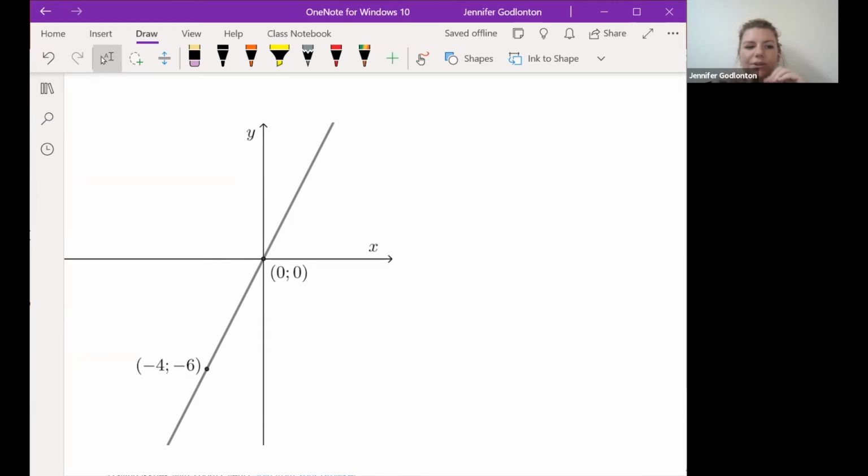Then I'm going to show you a slightly trickier type of graph. And then we're going to do a brain break. So after this one, we're going to work with substitution, which I know is not your favorite, but you will be fine.